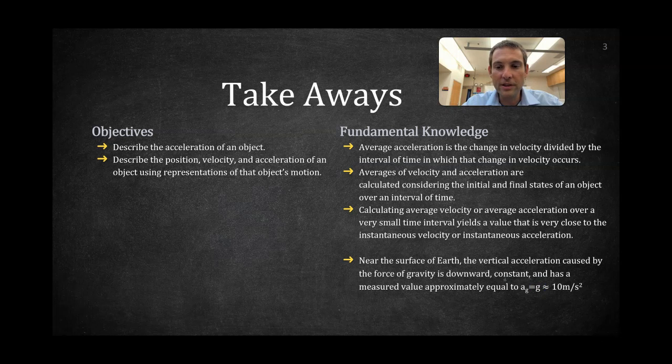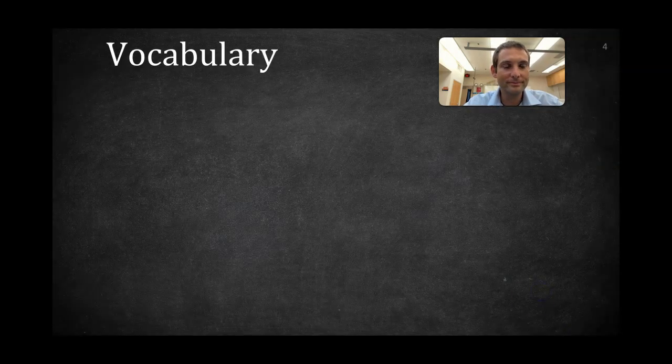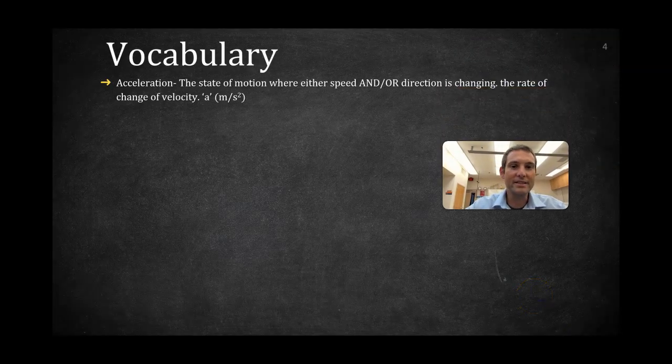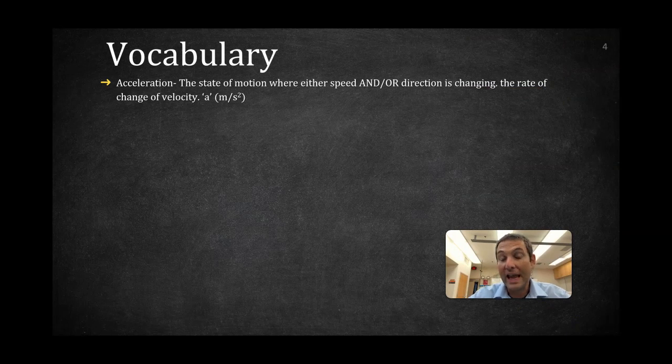Near the surface of Earth, the vertical acceleration caused by the force of gravity is downward, constant, and has a measured value of approximately 10 meters per second squared. The acceleration of any object is the same as measured from all inertial reference frames. Acceleration is the state of motion where speed and/or direction is changing.